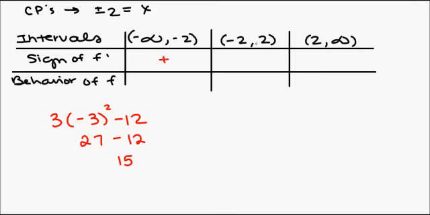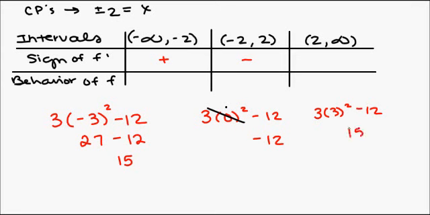On this interval, I'm going to choose 0 to plug in because 0's in there. It's a nice, easy one to plug in. So I get, well, this cancels, and I'm left with negative 12. So my sign is negative. On this interval, I'm going to choose 3. And I get the same answer that I got before since 3 squared is 9, just like negative 3 squared is 9. So I'm going to have a 15 here. So that's a positive number.